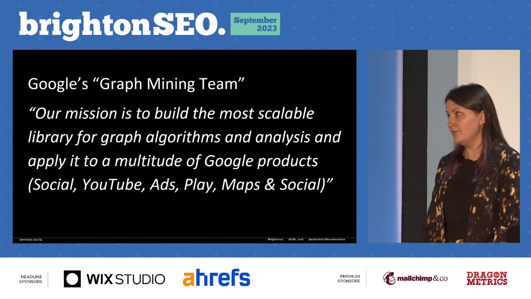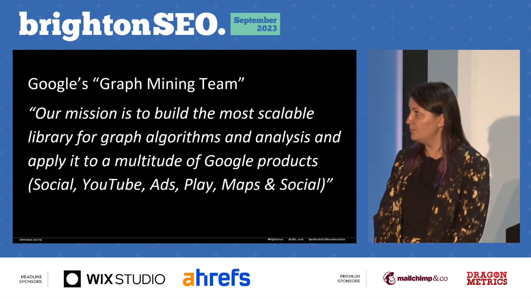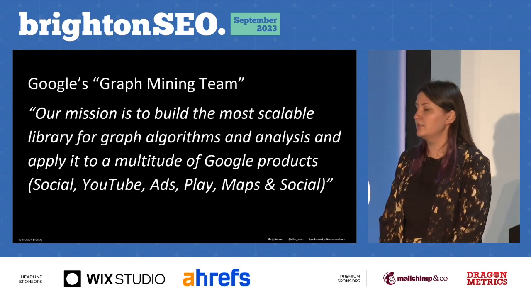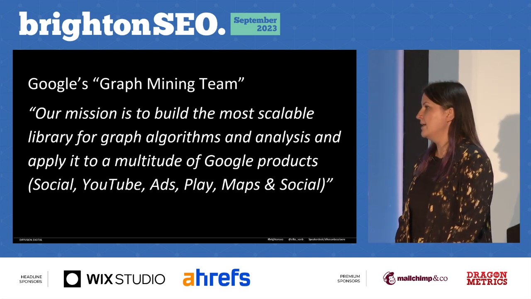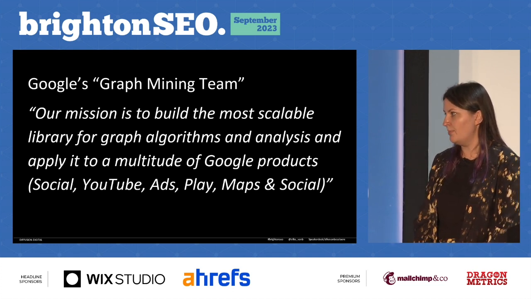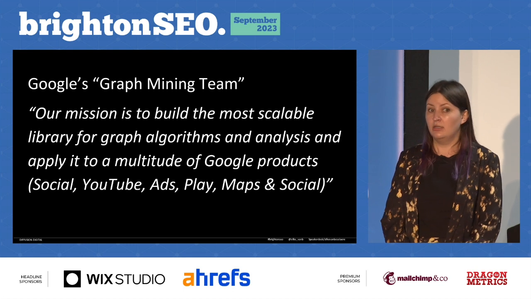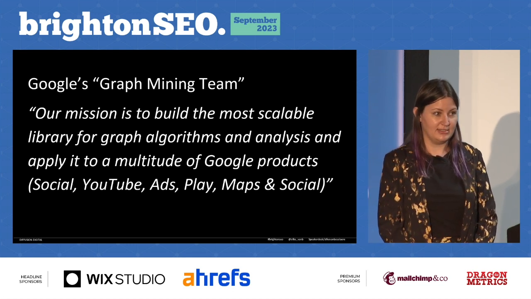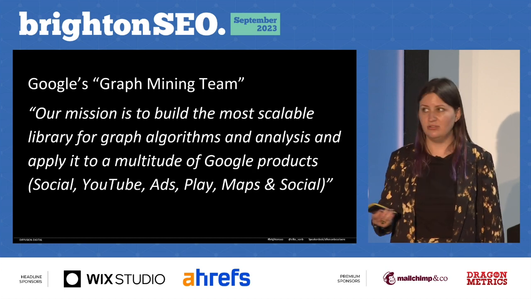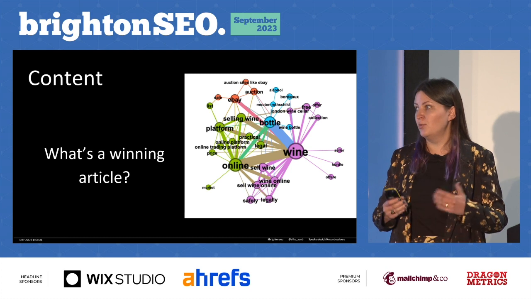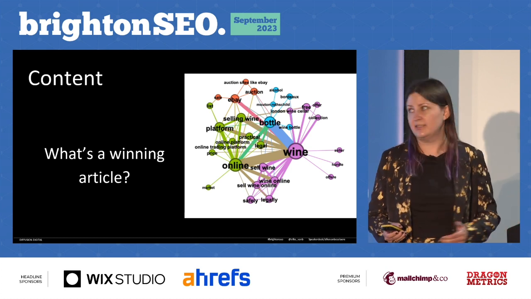So what they have to say about that is, our mission is to build the most scalable library for graph network algorithms and analysis, and apply it to a multitude of Google products: social, YouTube, ads, Play, Maps, and social. So clearly, Google really cares about network analysis and theory. So we probably should too. Then the next one is content, and the question, what's the winning article? We all care about that.